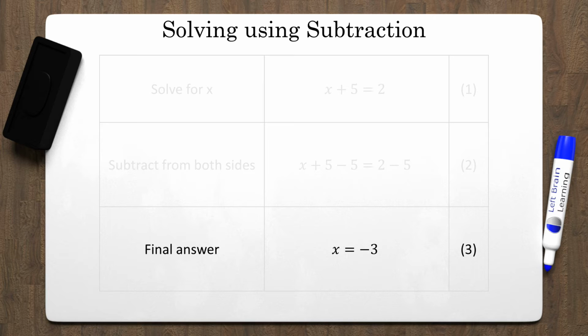So just as before with addition, we're simply preserving the equality of both sides of the equation by using our arithmetic operation, in this case, subtraction.